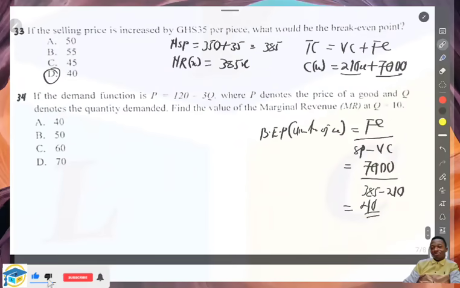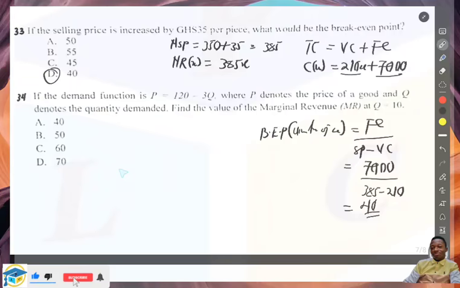Then question 34. If the demand function P is equal to 120 minus 3Q, where P denotes the price of a good and Q denotes the quantity demanded, find the value of the marginal revenue at Q equal to 10. So we have the demand function, right? Where P denotes the price of the good. So here is the price of the good. So we also know that the quantity is represented as Q.